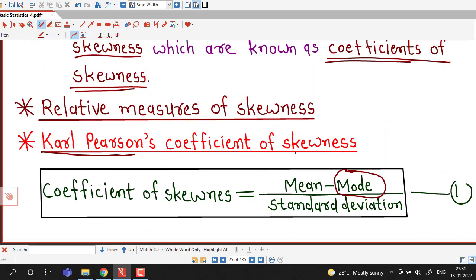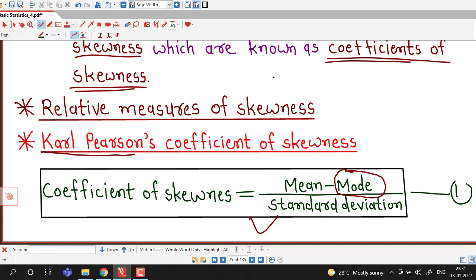Now sometimes if mode is not defined properly, or if it is not possible to locate the mode of a given frequency distribution, then we can use the relationship between mean and mode, mean and median. So we can express this coefficient of skewness in terms of mean and median also. For that we recall the relationship between mean, median and mode.